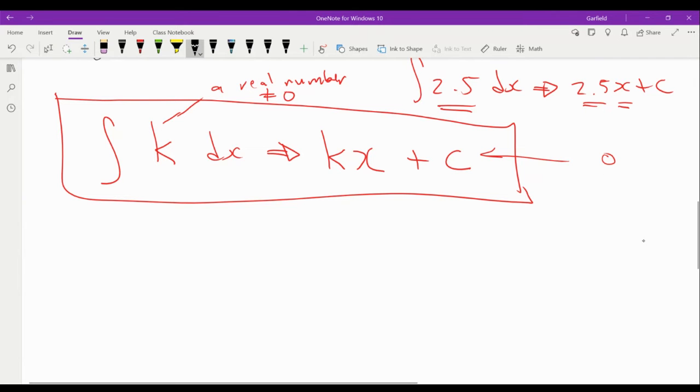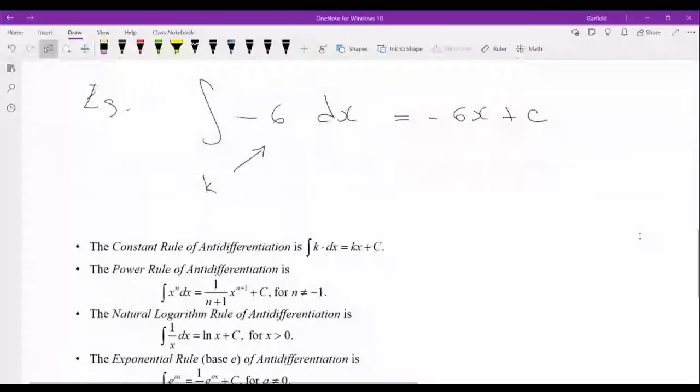So let's look at a couple of examples. If we have the integral of negative 6 dx, what is our answer going to be? This is our k. So what is our answer? Negative 6x plus c. So if you have a number just by itself, it becomes that number times the variable plus c.